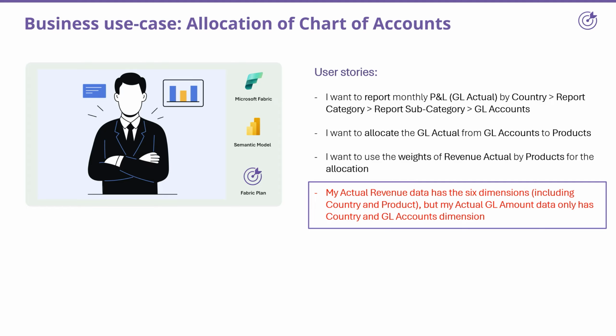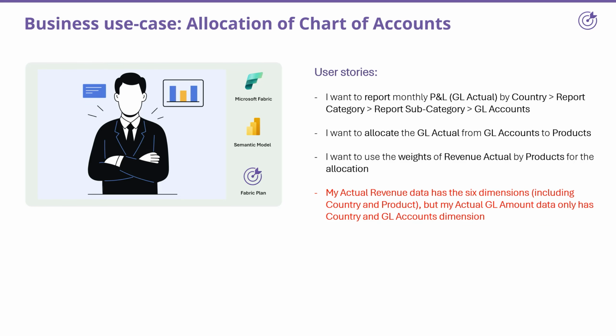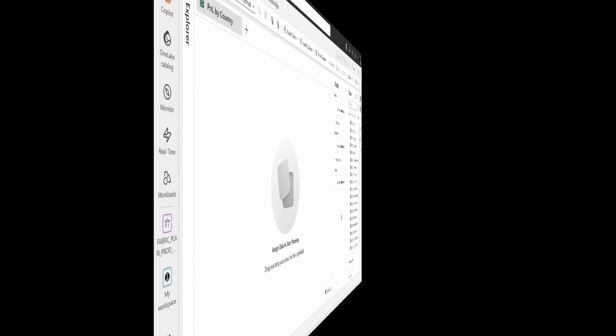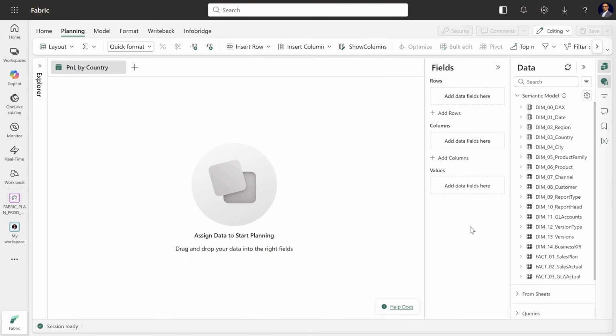But you see, there is already a common dimension sitting here, which is country. So there is a hope, and we should be able to do this very easily in the cube of Fabric Plan. Let's hop on to the Fabric Plan app that we are going to create and see how we can complete this use case. All right, so let's build the P&L by country and by GL accounts and take the values of GL accounts to spread and allocate it to the product dimension.